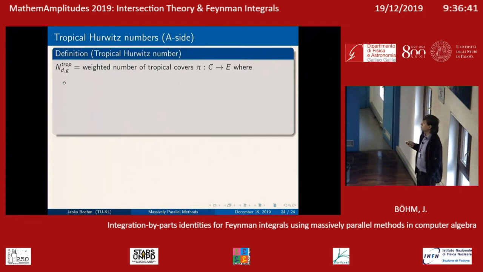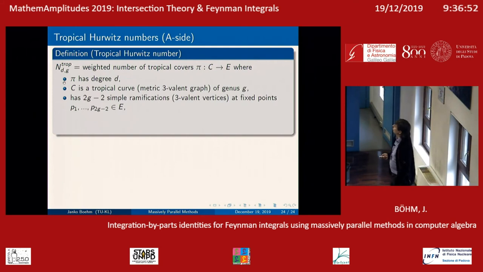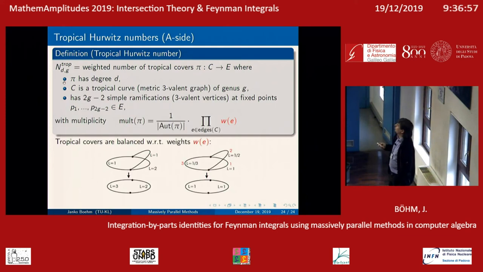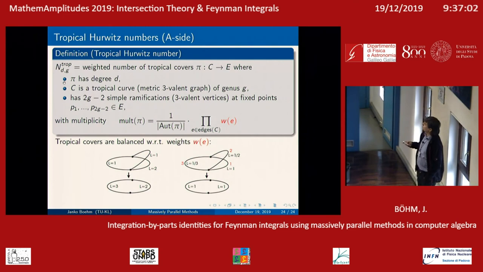And then we have these tropical Hurwitz numbers, which is this tropical analog of the classical Hurwitz numbers. Without going into much detail, if you have such a tropical cover, it comes with a certain multiplicity, so you have to count these covers with this multiplicity. And the cover is essentially a metric map between graphs. So the graphs have lengths on the edges, and if you normalize the length in the target to 1, you see that you can encode everything in weights of the edges.